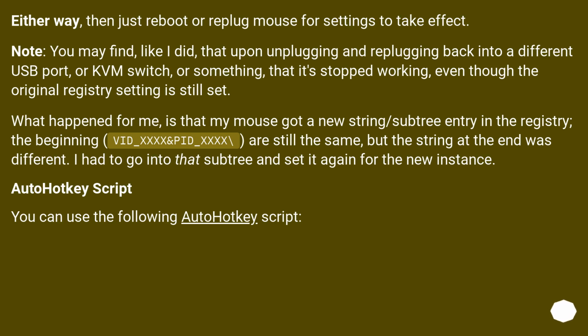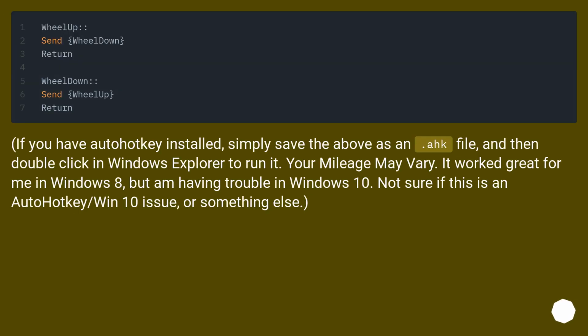AutoHotkey script. You can use the following AutoHotkey script. If you have AutoHotkey installed, simply save the above as an .ahk file and then double-click it in Windows Explorer to run it. Your mileage may vary. It worked great for me in Windows 8, but I'm having trouble in Windows 10. Not sure if this is an AutoHotkey/Win10 issue or something else.